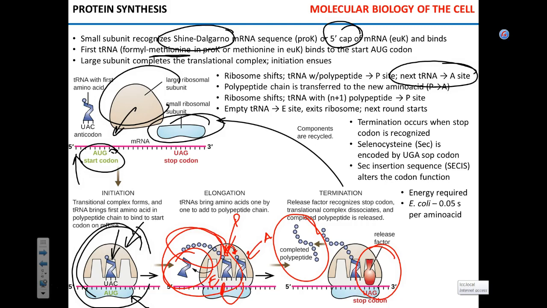Selenocysteine amino acid is inserted when there's a special sequence after the UGA stop codon. This sequence, called the SECIS, the selenocysteine insertion sequence, makes the stop codon work as the codon for selenocysteine. This entire process requires energy and is pretty fast. In E. coli, insertion of one amino acid takes 5/100th of a second. So if you have a protein that consists of 100 amino acids, 5 seconds and the protein molecule is produced.